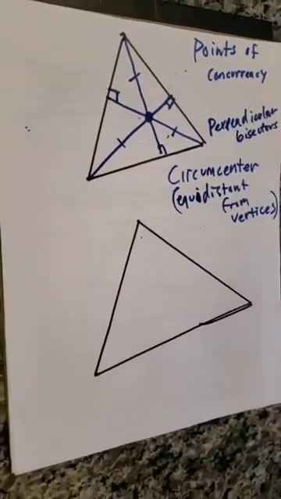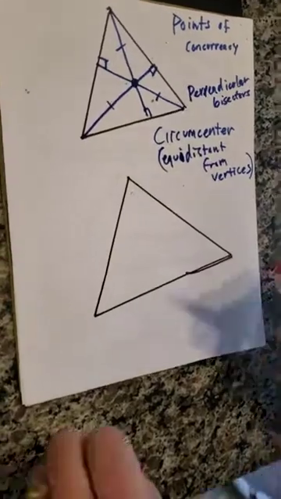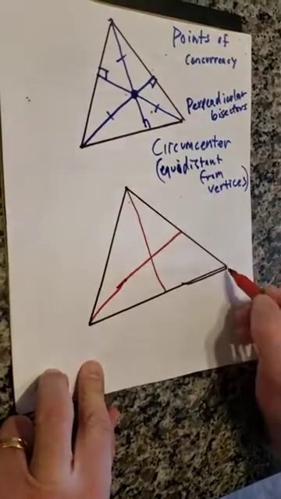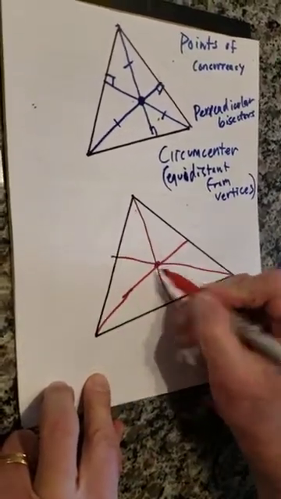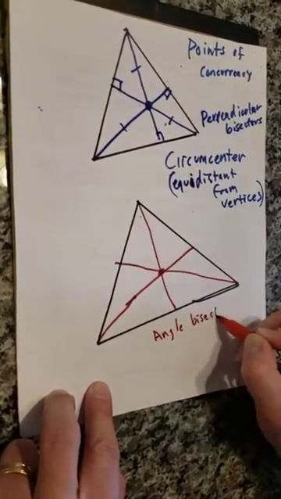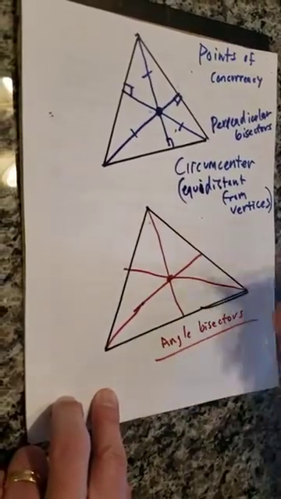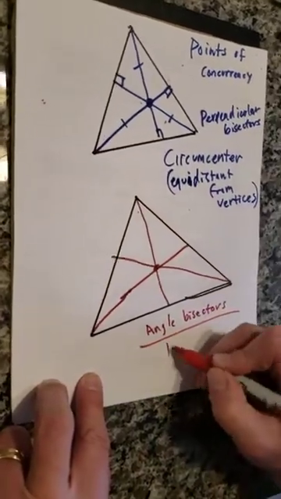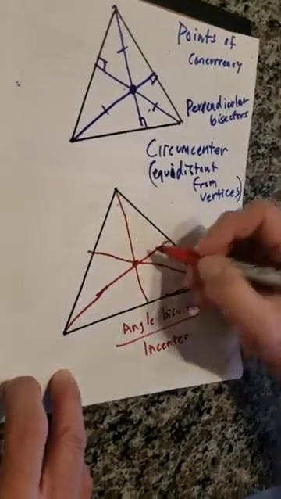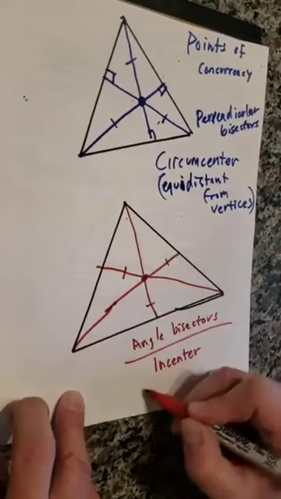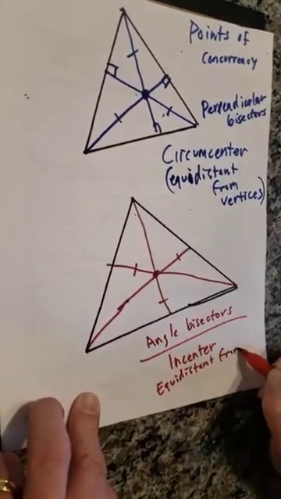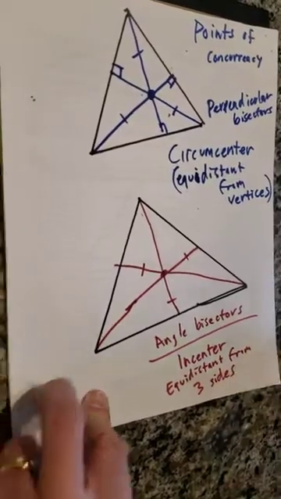The next one is made up of angle bisectors. So we're going to split this angle in two, we're going to split this angle in two, we're going to split this angle in two, and they meet about there. So these are angle bisectors. And the point of concurrency is called an incenter, which is perfect because it's in the center of the circle. The incenter is equidistant from the three sides. I know if I'm going fast through this, you can always pause and rewind.